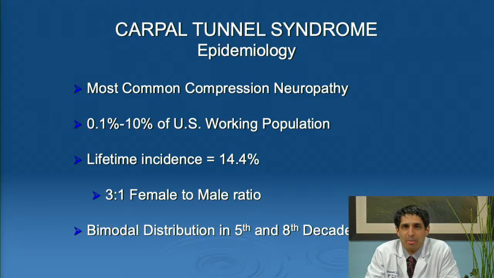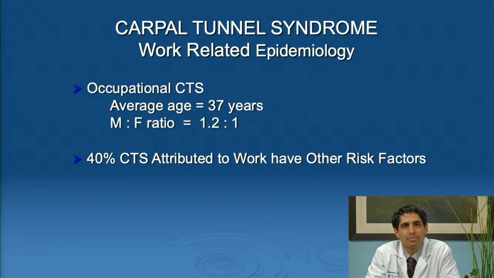So it is a pretty common problem. It's probably the most common compression neuropathy in the body, meaning that we see this in a large portion of the population. About 14.4% of the population will eventually get this problem. Women are more common than males to get this, and usually it happens in the 5th to 8th decade in life. And as you can see, the working population has up to a 10% risk of developing carpal tunnel.